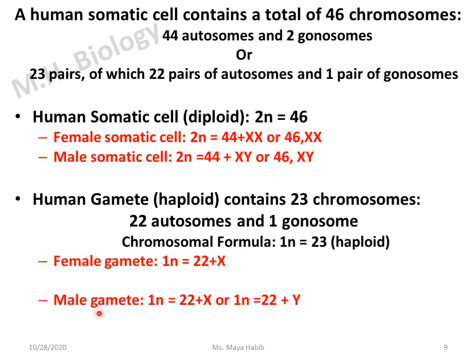While in the case of a human male gamete, the chromosomal formula would be either 1n equals 22 plus X, or 22 plus Y. There are two possibilities because males have one X and one Y chromosome, and therefore, the sperm might carry either X or Y chromosome in addition to the other 22 autosomes.